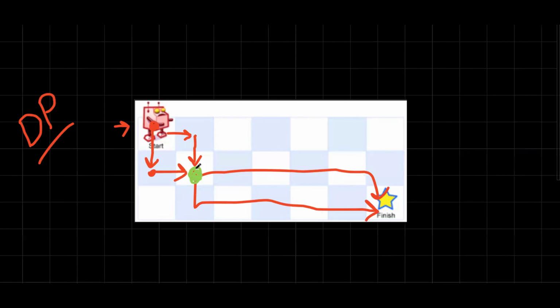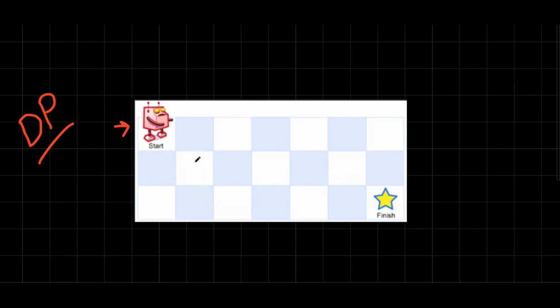If I come to this position from this direction or from this direction, the subproblem will remain the same. So we can say that in this problem, we have repetitive subproblems. So one condition for a problem to be categorized as dynamic programming is identified, which is repetitive subproblem.